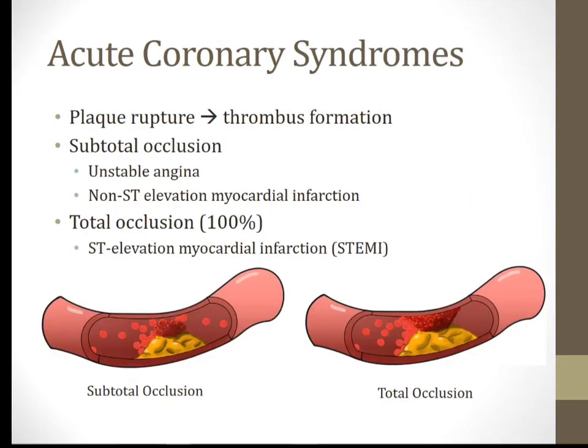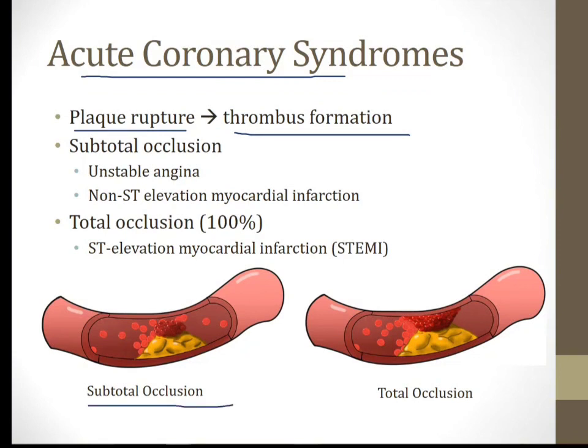Coronary ischemia can also present not as stable angina, but as what's known as an acute coronary syndrome. All of these syndromes are defined by rupture of an atherosclerotic plaque and formation of a thrombus. Now, the thrombus that forms can cause a subtotal occlusion, as drawn at the bottom left side of the screen. When this happens, patients may develop either unstable angina, which is anginal type chest pain that occurs in an unstable pattern, or they may develop a myocardial infarction. And the type of myocardial infarction that occurs with a subtotal occlusion is called a non-ST elevation myocardial infarction.